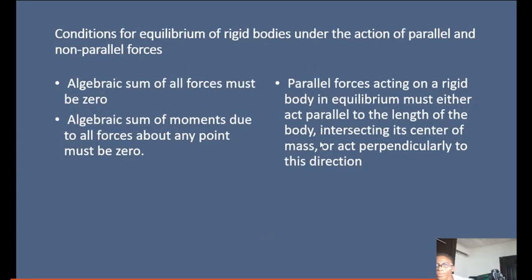Conditions for equilibrium of a rigid body under the action of parallel and non-parallel forces. The algebraic sum of all forces must be 0. That's equilibrium. The algebraic sum of moments due to all forces about any point must also be zero. You must know all of this. Parallel forces acting on a rigid body in equilibrium must either act parallel to the length of the body, intersecting its center of mass, or act perpendicularly to its direction.